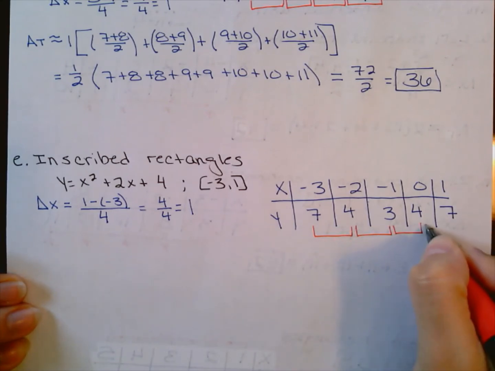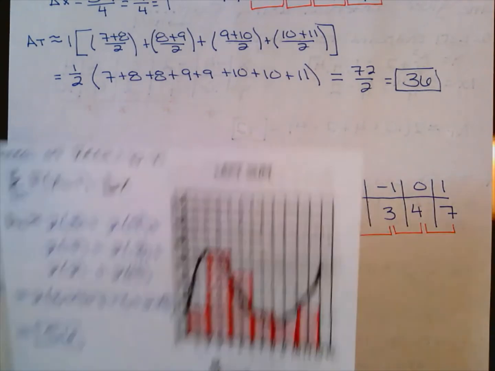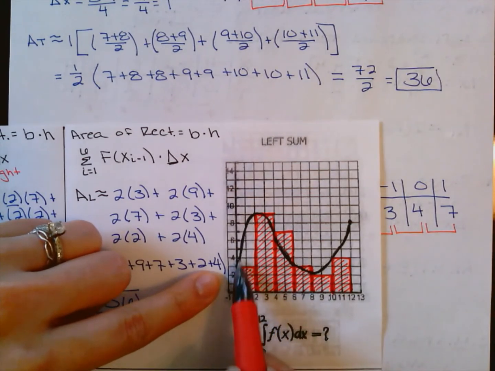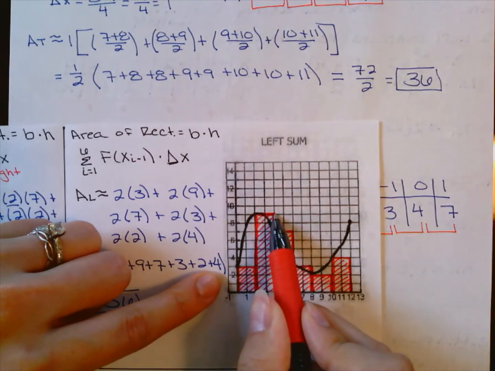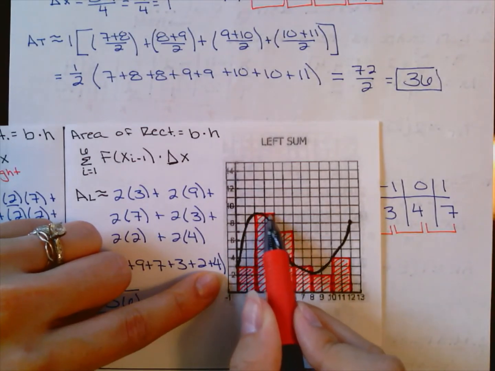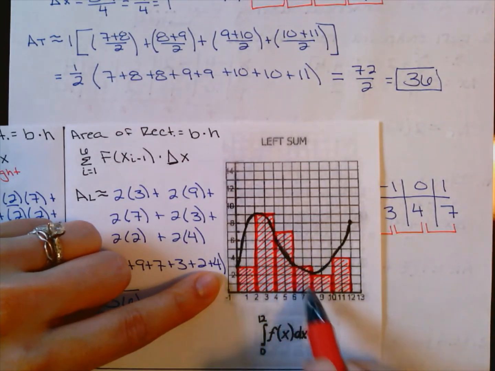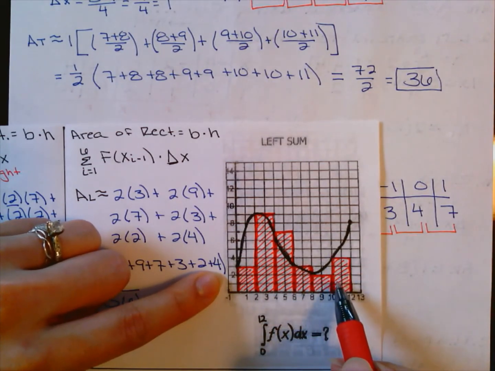And now let's talk about what that word inscribed means. If it's inscribed, that means it's going to land inside, like underneath the function. So I'm going to show you this again. This rectangle, because it's underneath the function, is inscribed. This rectangle, because it landed above, is called a circumscribed rectangle. This one went over, so it's circumscribed. This one went over, circumscribed. This one is under, so it's inscribed, and this one is under, so it's inscribed.